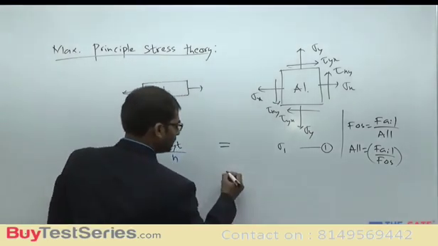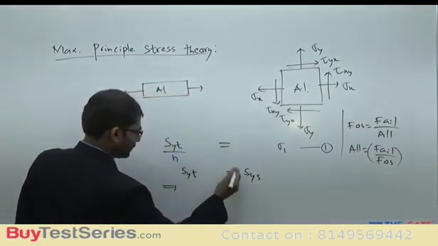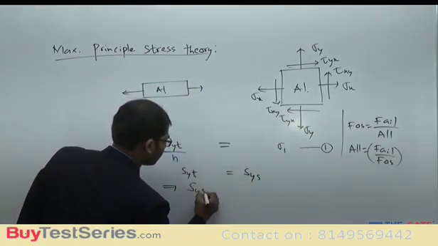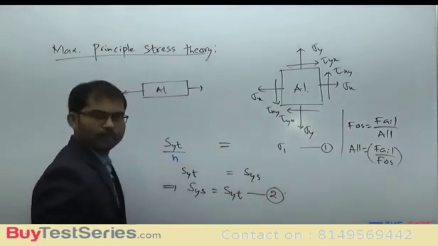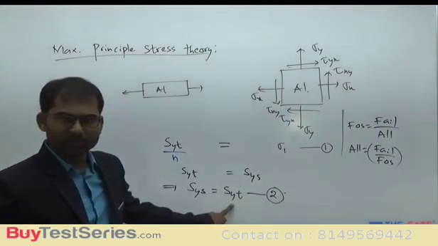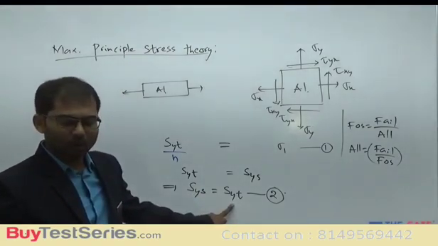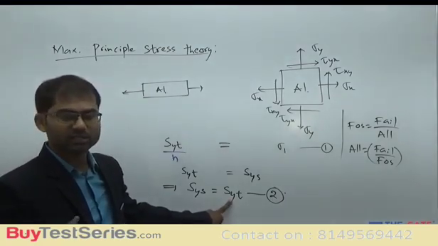So this becomes SYS, SYT. Generally, this SY is written on the left side. So this equation becomes SYS is equal to SYT. This is equation number 2. So this is an experimental value. I can say that whatever the material is, if it is going with these, it's actually satisfying this relation.